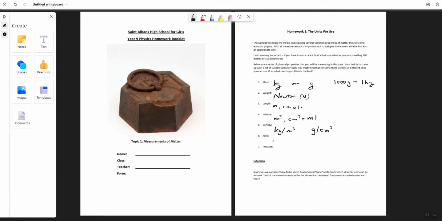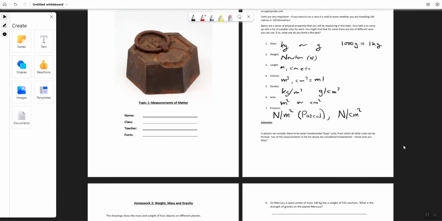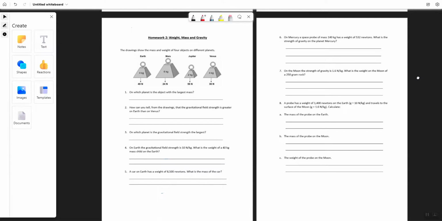Area, things like meters squared or centimeters squared are the ones that tend to be used, and pressure. This one tends to be newtons per meter squared, also known as a Pascal. Okay, so a Pascal is 1 Newton per square meter, and the other one tends to be used as newtons per centimeter squared. So these are the only ones that you ever will use as you do your GCSEs from this topic. Okay, so let's go through the homeworks that we did.